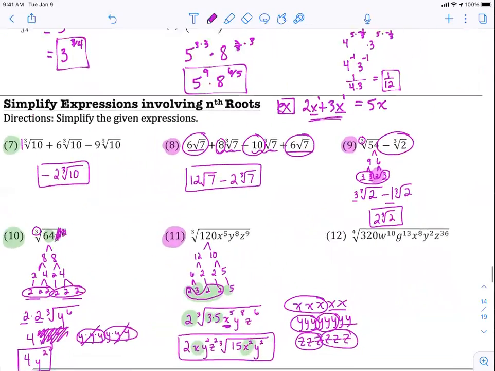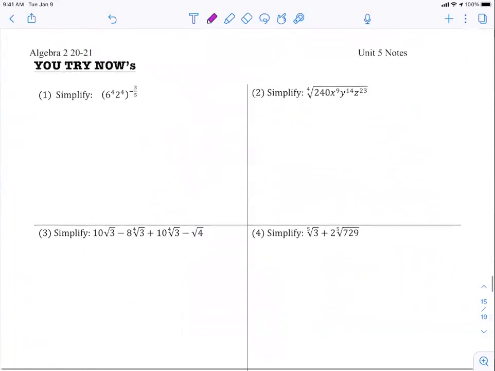Okay? So now what you guys can do, if you want to try some extra ones, you can go try the You Try Nows on the next page, or you can go ahead and start your homework.